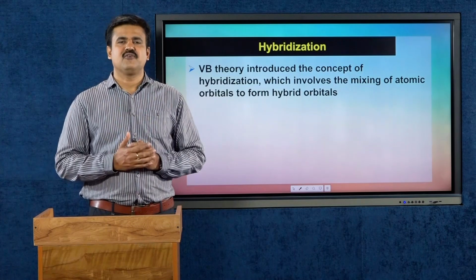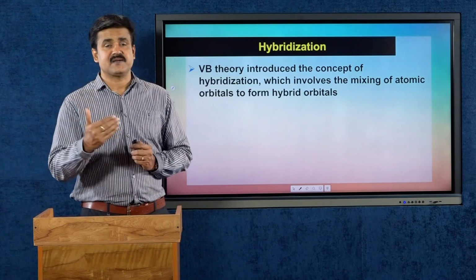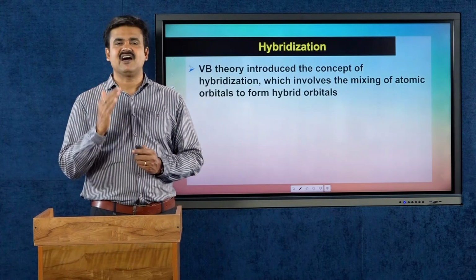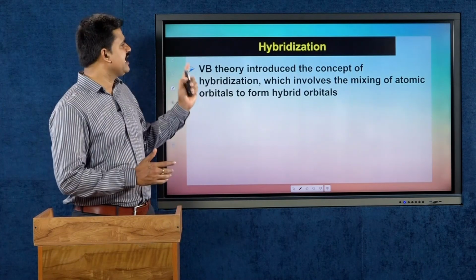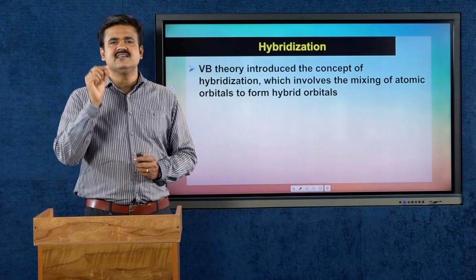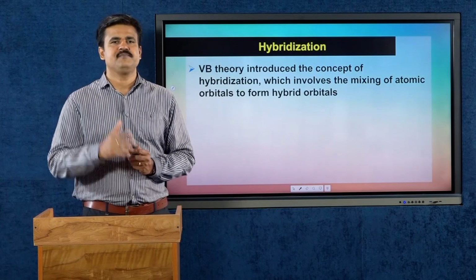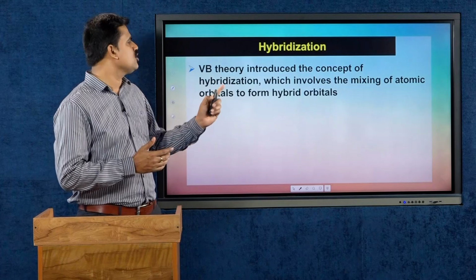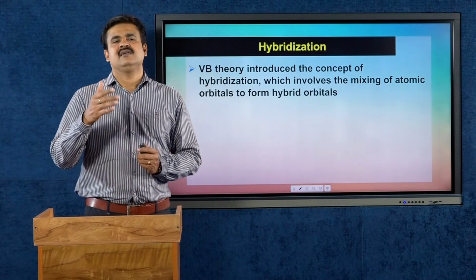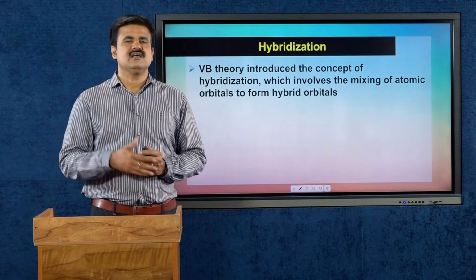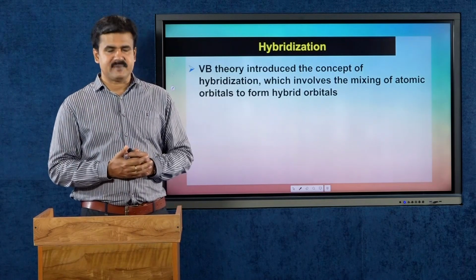Now we are focusing on another important aspect associated with the valence bond theory, that is nothing but hybridization. Valence bond theory introduced the concept of hybridization, which involves the mixing of atomic orbitals to form hybrid orbitals. In your school classes, you learned about the concept of hybridization.